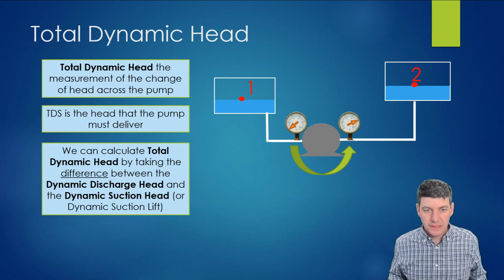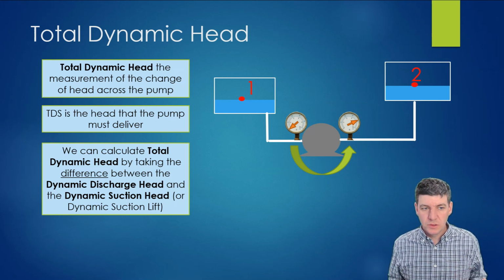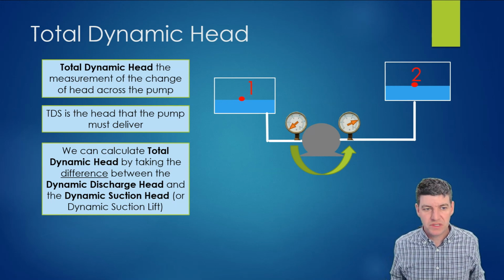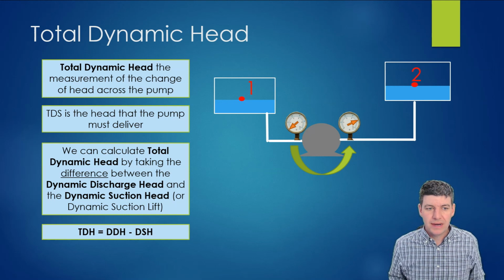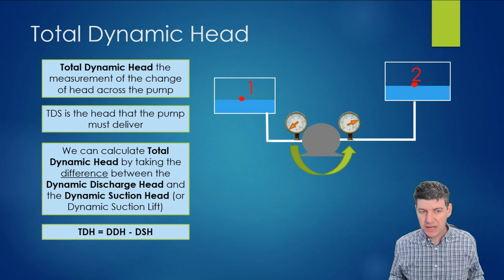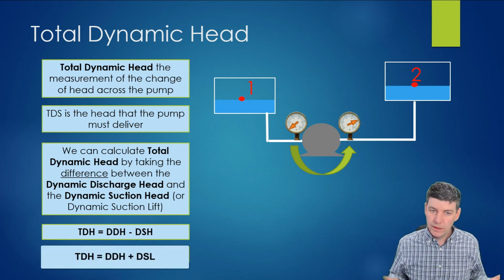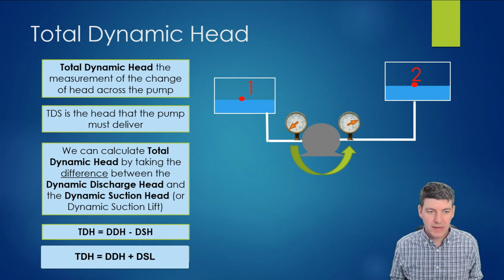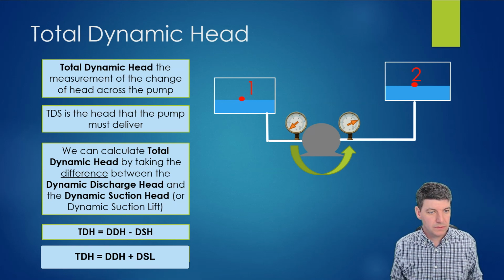To calculate it, we can look at both sides of the system, the suction side and the discharge side. The total dynamic head is the difference between the dynamic suction head, what we're providing to the pump, and the dynamic discharge head, what the pump has to provide to make its way through the rest of the system. So total dynamic head is equal to dynamic discharge head minus dynamic suction head. Or if we have suction lift, we have the same idea: total dynamic head is the difference between those two.